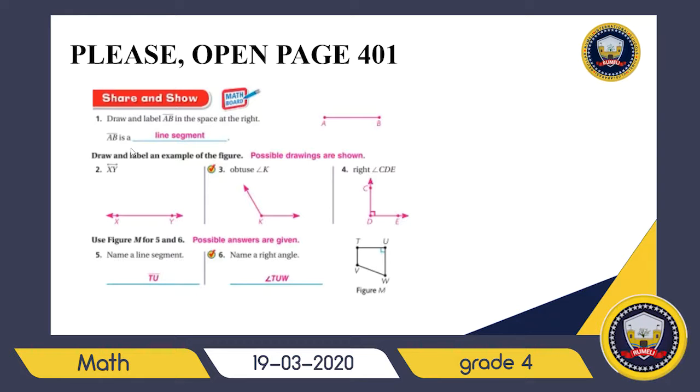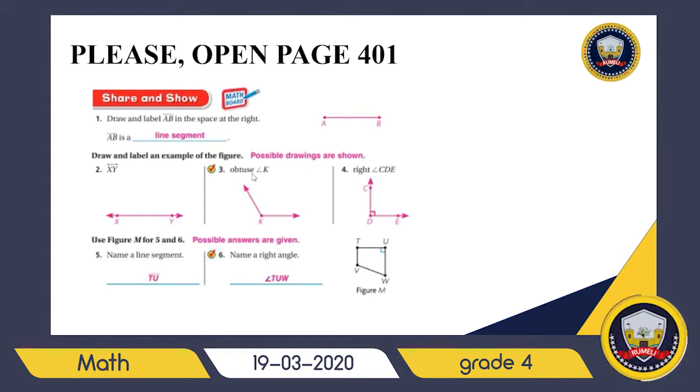Good. Let's read question 2. It says draw and label an example of the figure. So X and Y. If you check the shape on the top, you can see a line, right? Because it goes on forever from both sides. So it represents a line, and as a name what is given? X and Y. So I'll decide two points, and I'll say one of them represents X, the other one represents Y, and it shows line XY.